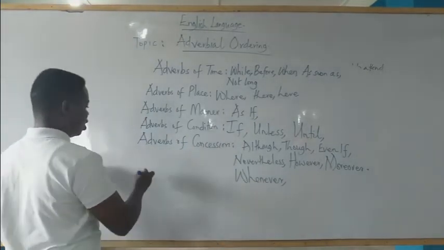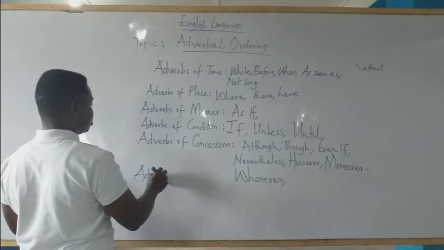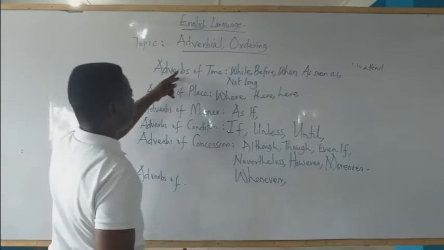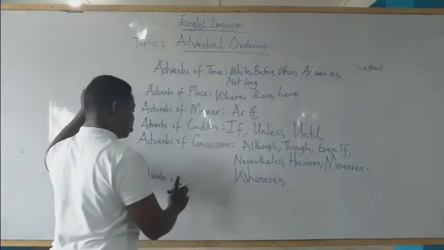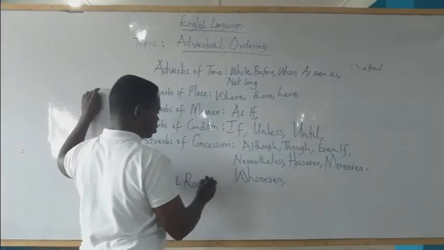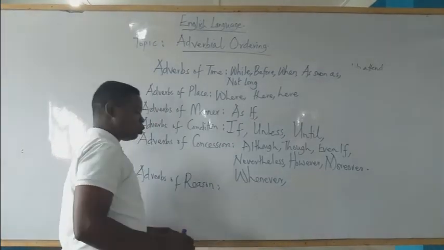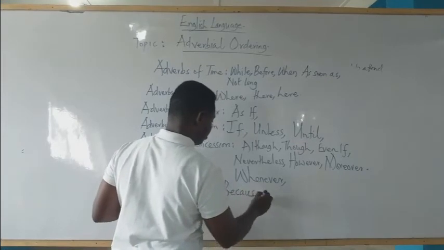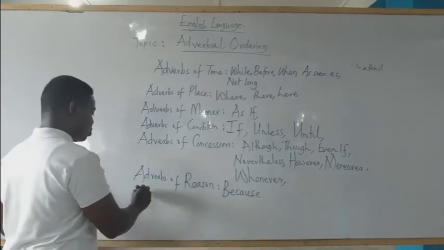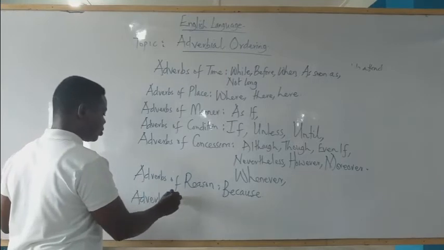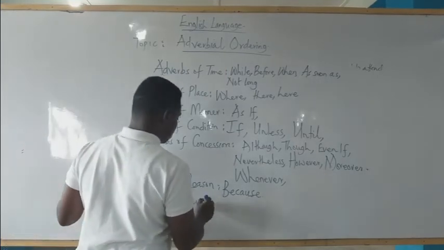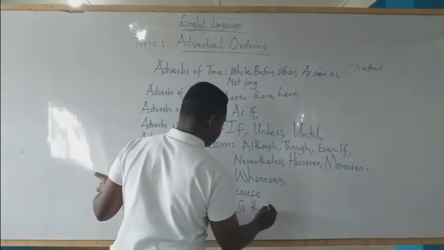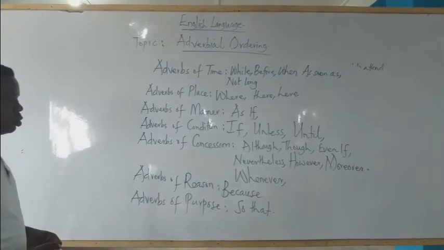Then we also have adverbs of time, place. We have adverbs of what? Reason. Adverbs of reason. Which word in English shows reason? We have because. We have adverbs of purpose. Adverbs of what? Purpose. Which word in English shows purpose? We have so that.